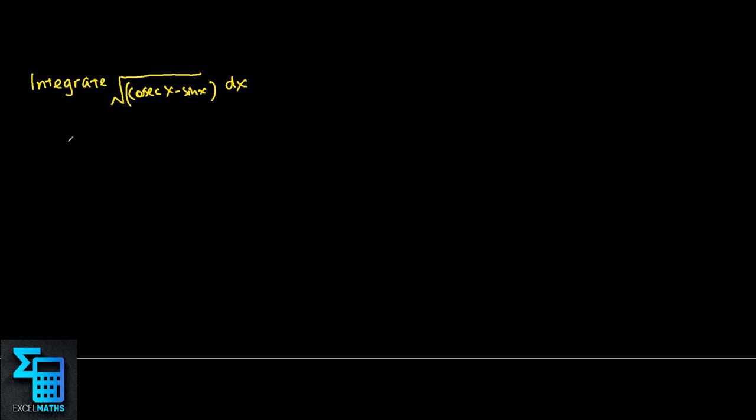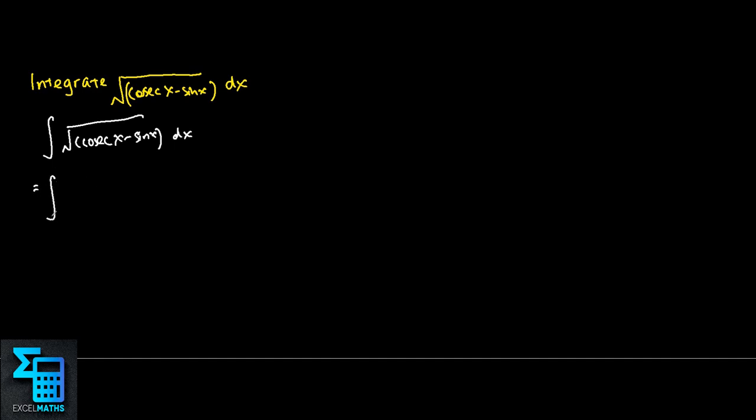Today we are going to perform the integration of square root of cosecant x minus sin x dx. All right, so let us begin. The first thing we will do, other than writing the question down, is multiply the top and the bottom by cosine x. So in a sense, we are converting this into a fraction.